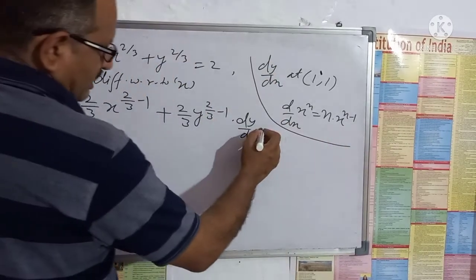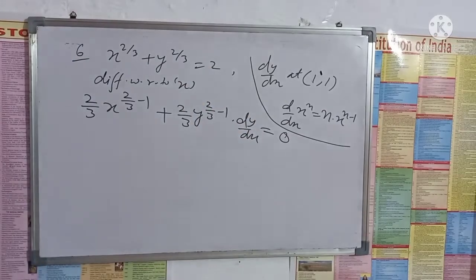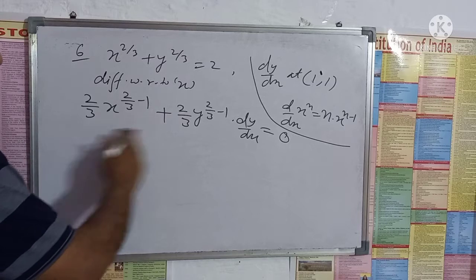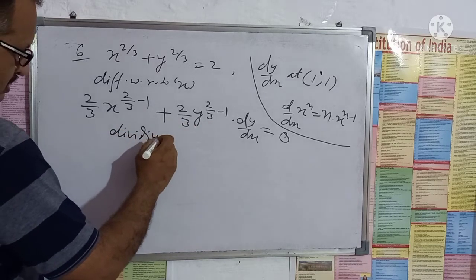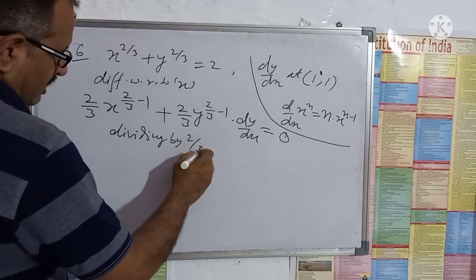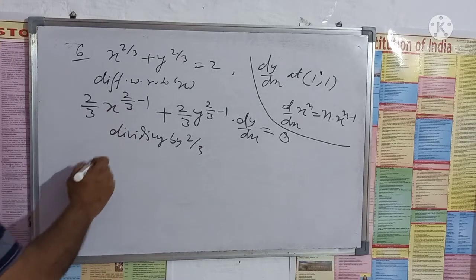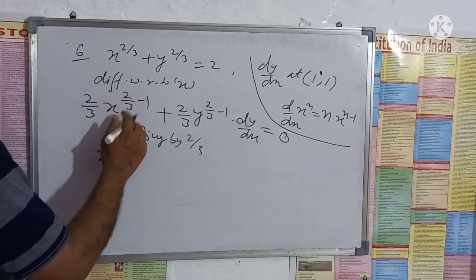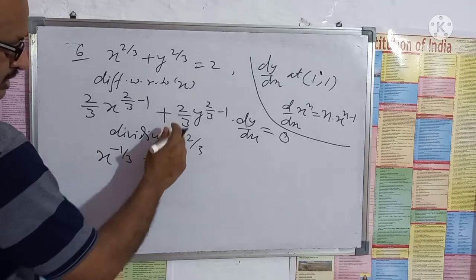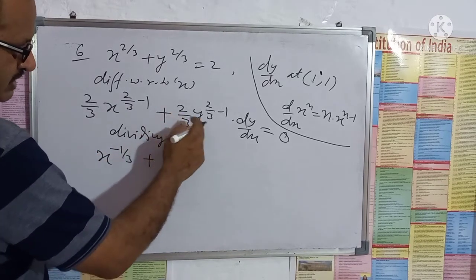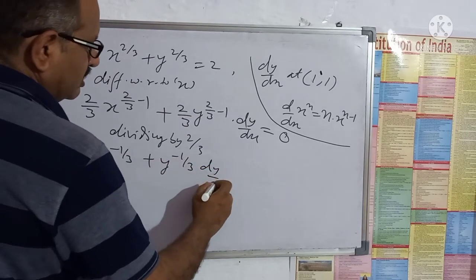dy by dx. And what is the right side? The right side is constant 2, so it will be 0. Dividing by 2 by 3, divide each term by 2 by 3. So what can we write here? 2 by 3 minus 1. So 2 minus 3 means minus 1 by 3. 2 by 3 we have divided, so it is cancelled. y to the power minus 1 by 3 dy by.